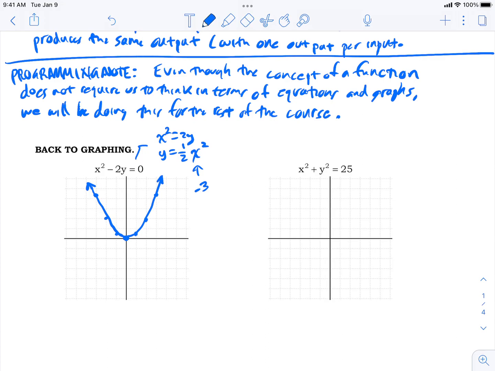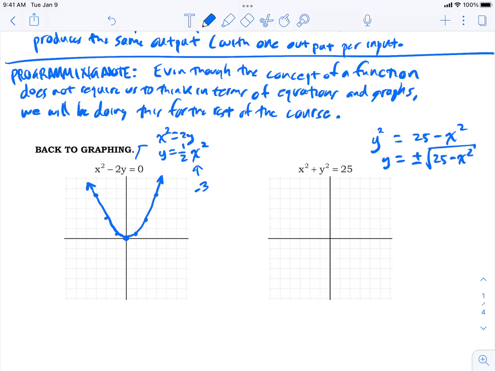What about this one over here? Well, with this one, if you wanted to get y by itself, you'd have to first get y squared by itself, 25 minus x squared, right? Then you'd have to take the square root of both sides, which is plus or minus. Don't forget that. And you've got this.